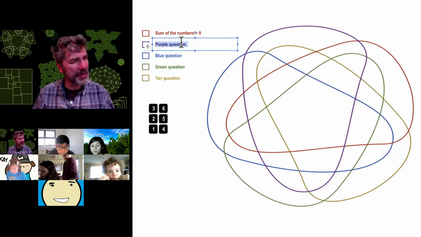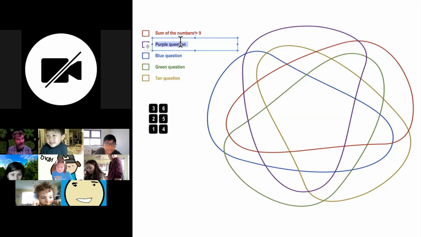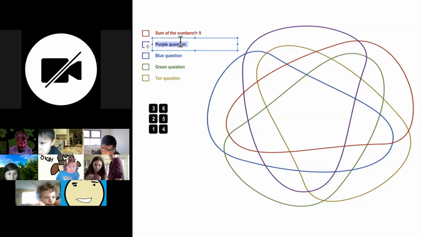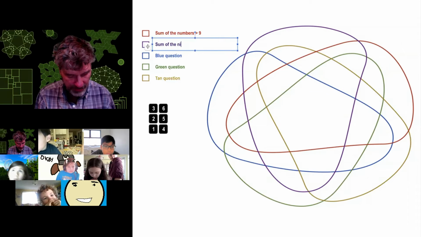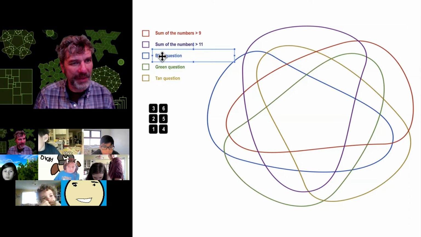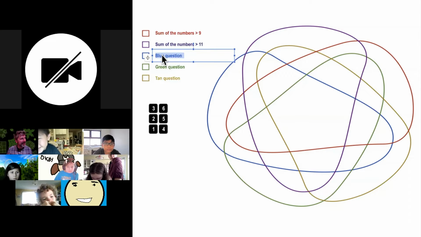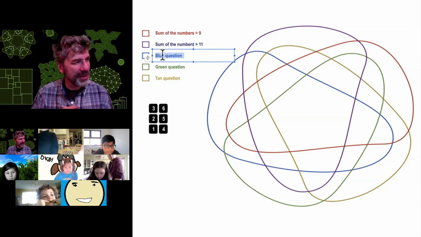Come up with something that's. Is the sum of the numbers over 11? Sum of the numbers more than 11. Okay. And by that, if both purple and red are no, then it must be 10. Then the sum must. We'll figure out. We'll do the questions first, and then we'll go forward.